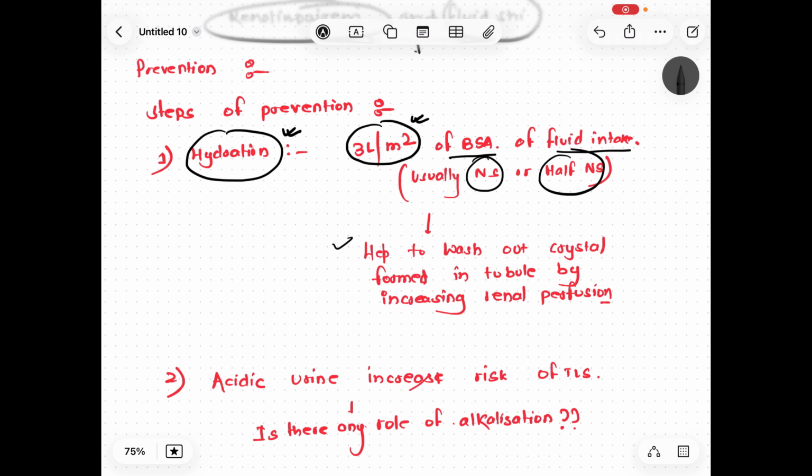It actually helps us to wash out the crystals formed in the tubules of the kidney by increasing the renal perfusion. So first of all, we have to hydrate the patient with normal saline or half normal saline, and the volume is 3 liters per meter square of the body surface area.